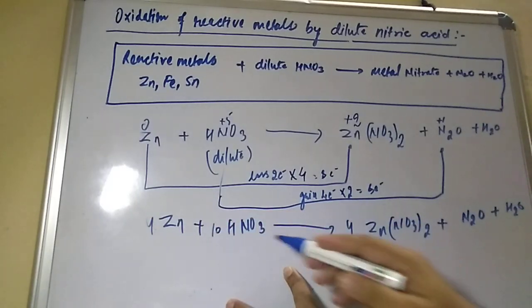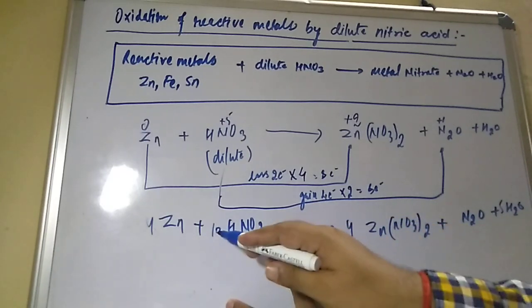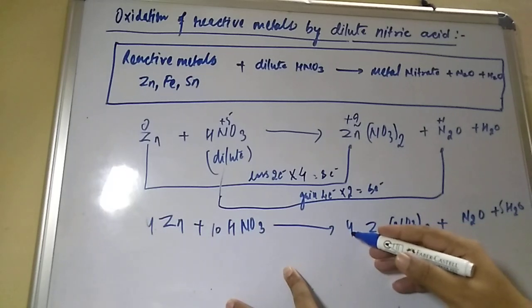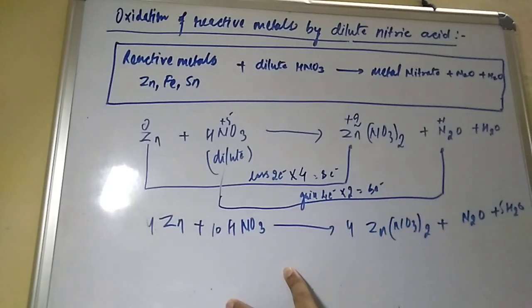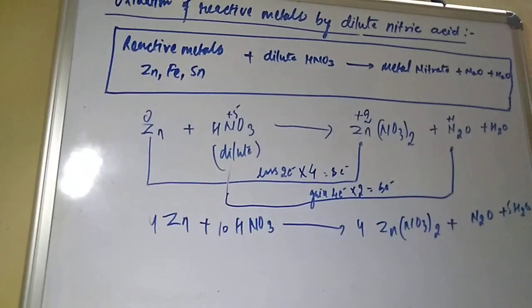Now you balance the hydrogen. Here there are 10 hydrogen, so simply you put 5 H2O, and the oxygen is already balanced. There are 30 oxygen on each side: 10 times 3 is 30, and on the other side 24 plus 6 is 30. This is the balanced chemical equation for the oxidation of zinc by dilute nitric acid.